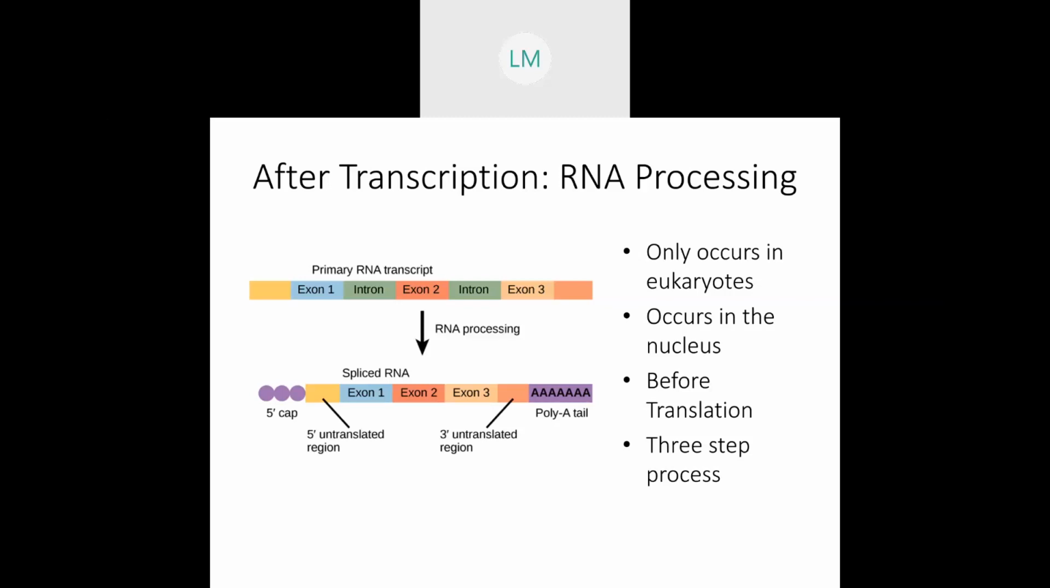And there are 3 processes that happen within RNA processing. You can kind of see it in this image, but we're going to break it down also. When you compare this top line to this bottom line here, we have this 5' cap that's been added. We have what's called a poly A tail that's been added to the 3' end, and then all of our introns have been cut out.